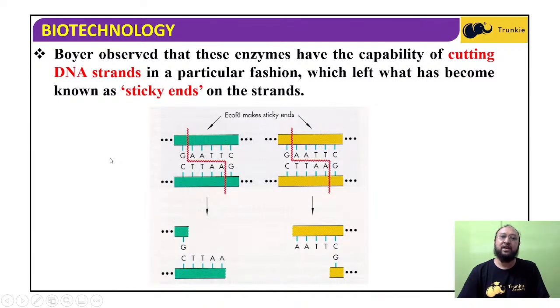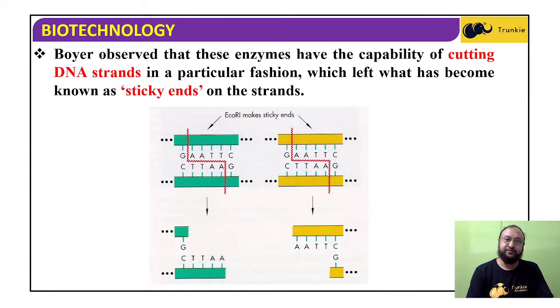What will happen? EcoRI, a restriction enzyme or restriction endonuclease, makes sticky ends. After cutting, it leaves the DNA with sticky ends. You can see the sticky ends there. So that is the sticky ends, this side.